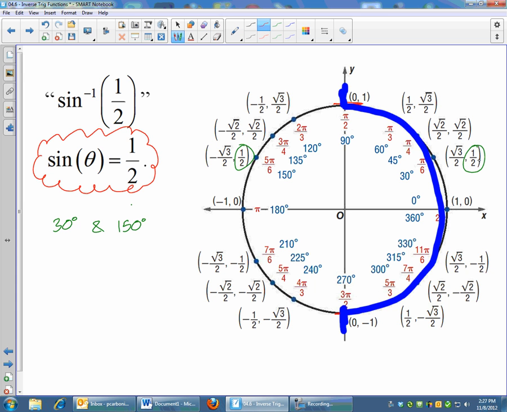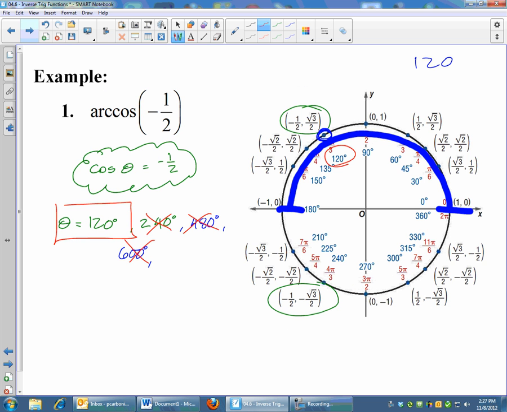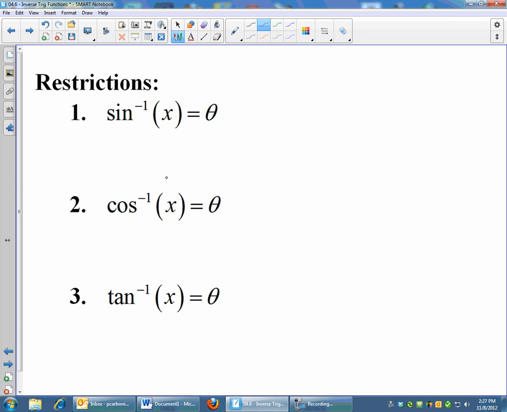Sorry, it happens right here at 30 degrees. And I don't need to give the 150 degree answer. We'll only answer with 30 degrees because that's the angle that's on the right side of the circle. So that's kind of our restrictions. For sine, we only look at the right side. For cosine, we only look at the top half. And the rest of the restrictions, let's go ahead and list them really quick.